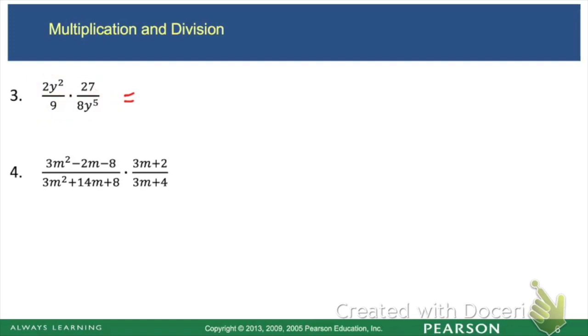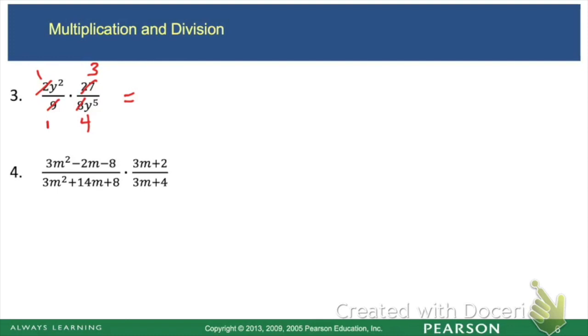Or you could simplify first. I like to simplify first so then I don't have to worry about such big numbers. So for example, this 2 and this 8, I can reduce those. I can divide both of those by 2. So if I divide both of those by 2, this becomes 1, this becomes 4. Same thing with the 9 and the 27. I can reduce those. They're both divisible by 9. So if I do that, this becomes 1, this becomes 3.